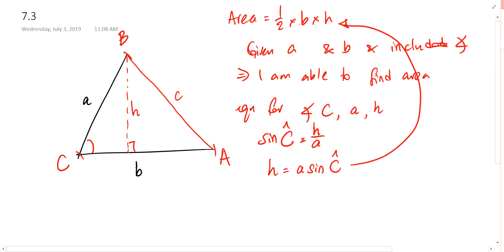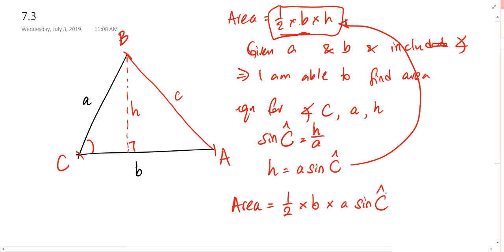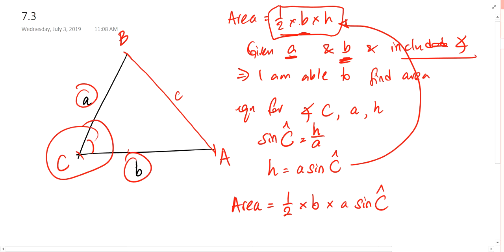What we learned in primary school, half times base times height. Therefore, the area equals half times B times A sine C. Okay? So like I said, earlier on when I introduced this topic, we didn't have a height. However, I gave you the side A over here. I gave you the side B as well as the included angle C. With these three pieces of information, I can find the area of the triangle.